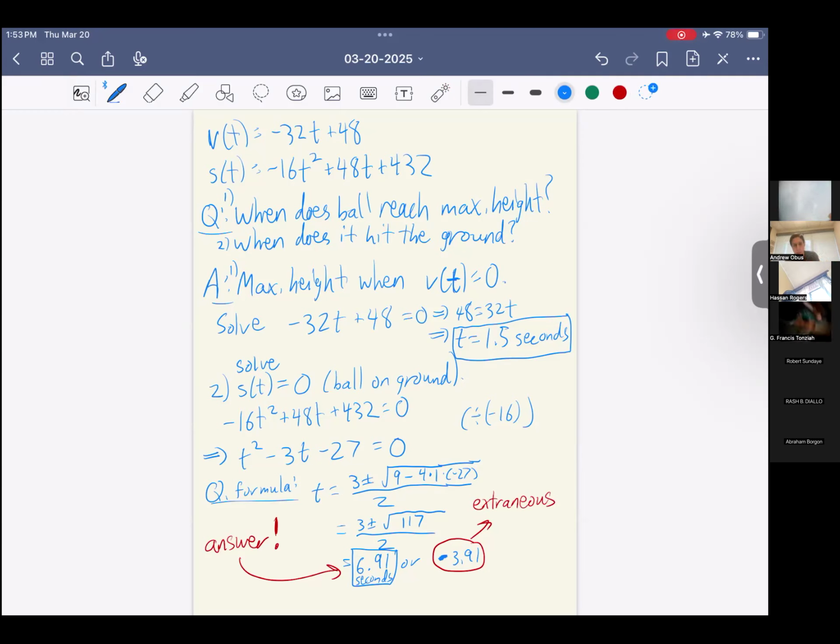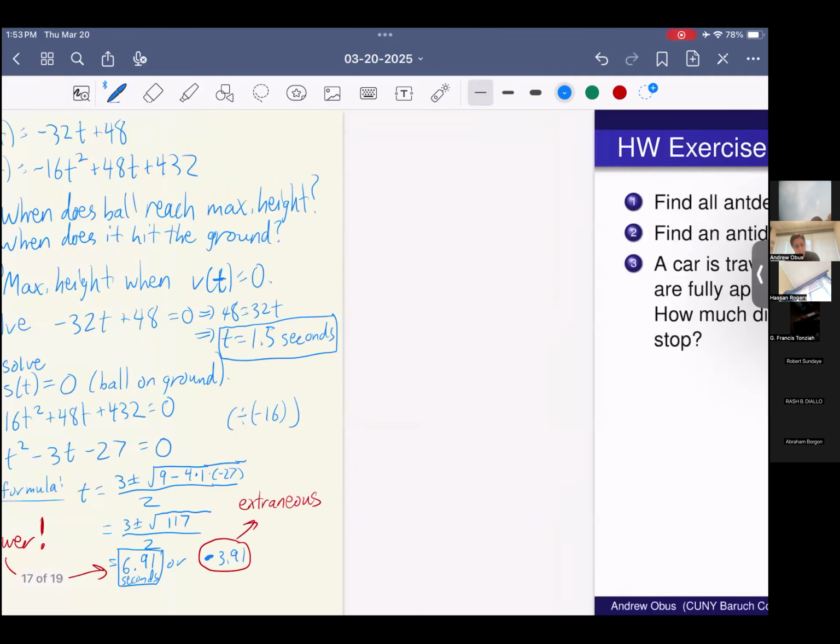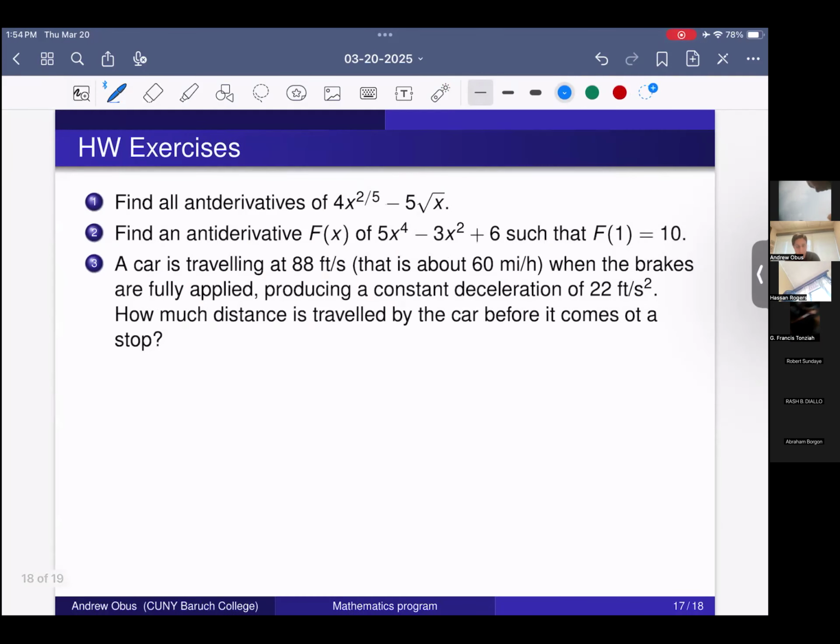Okay, so I think that's a good place to stop then. So a couple of homework exercises. The first one is a straightforward antiderivative. Find all antiderivatives of 4x to the 2/5 minus 5 times the square root of x.